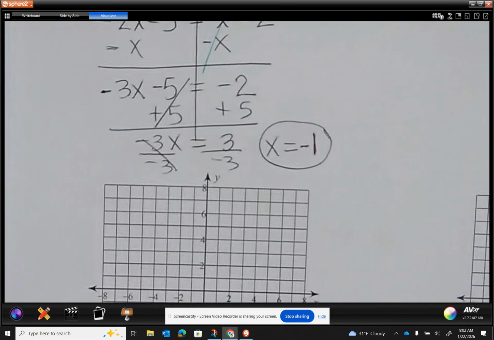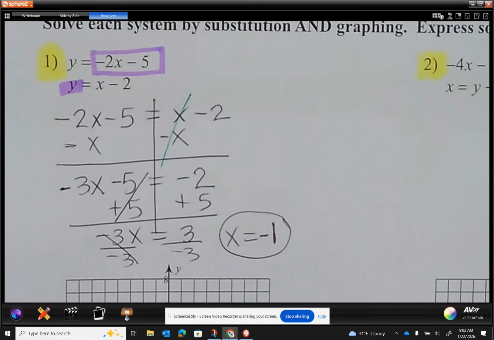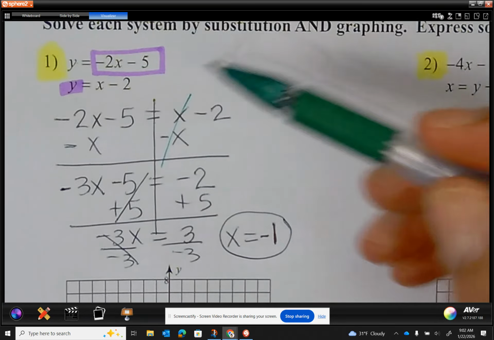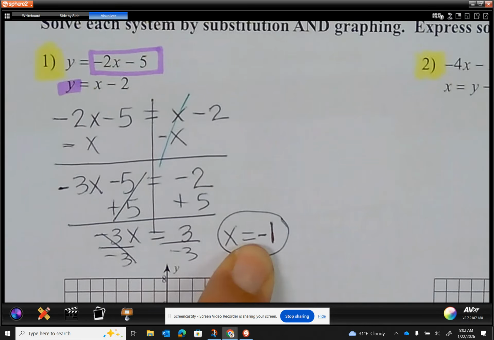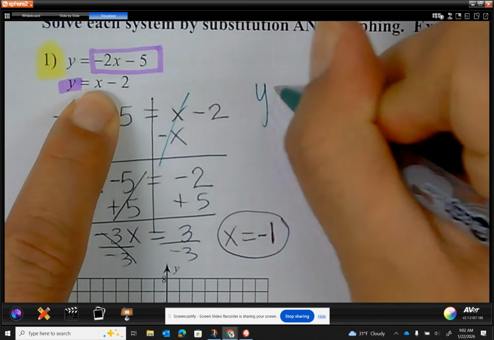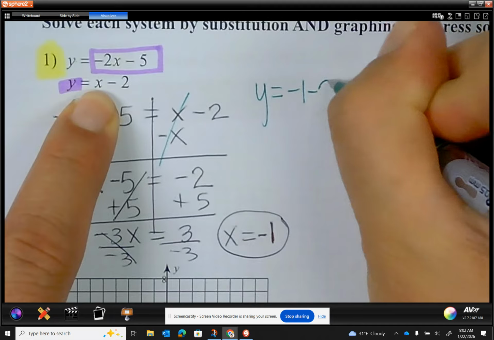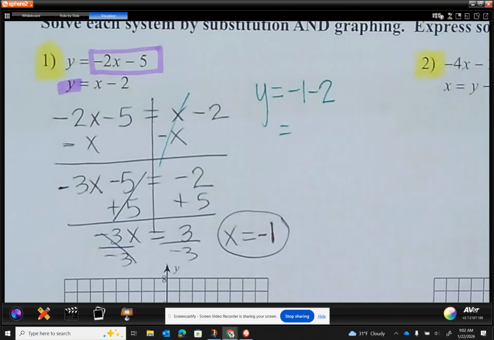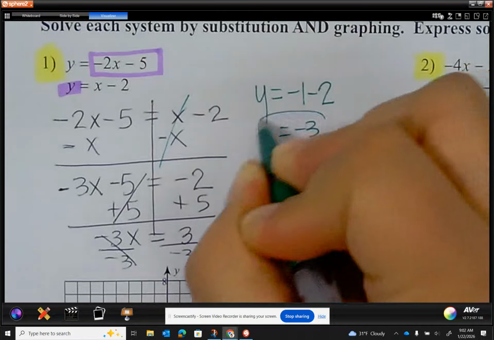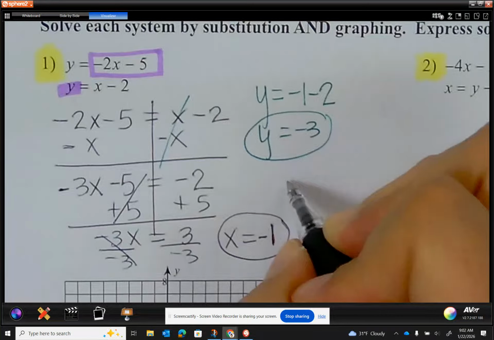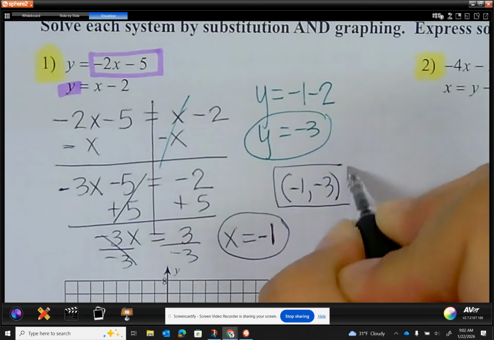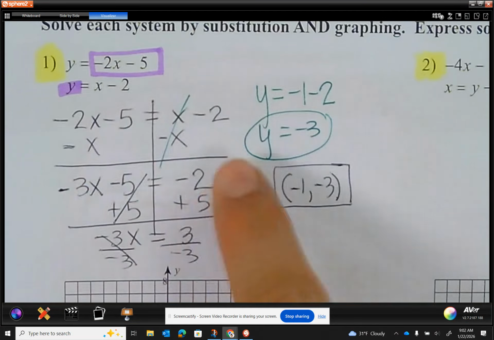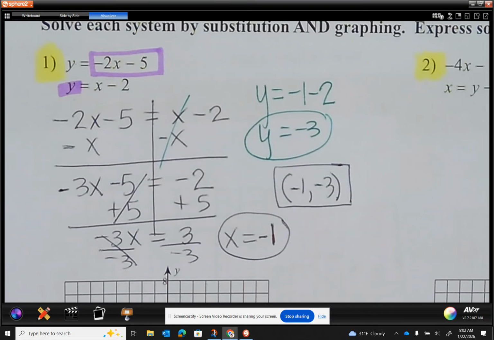So now that we know x is negative 1, it does not matter which equation we choose. We can choose the top or the bottom. For me, the bottom equation looks a little bit simpler, so I'm going to take this negative 1 and I'm going to substitute it in here. So y is equal to negative 1 minus 2. And what's negative 1 minus 2? So if we express our solution as an ordered pair, it's always x, comma, y. So this is the solution to the system of equations, and here's our process for solving it by substitution.